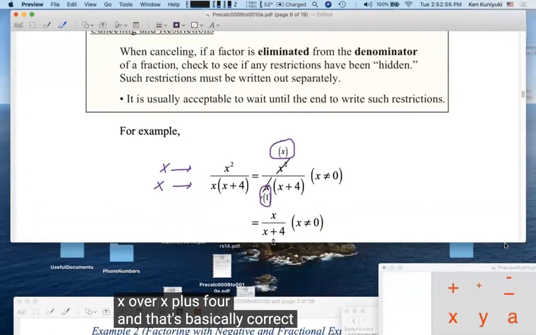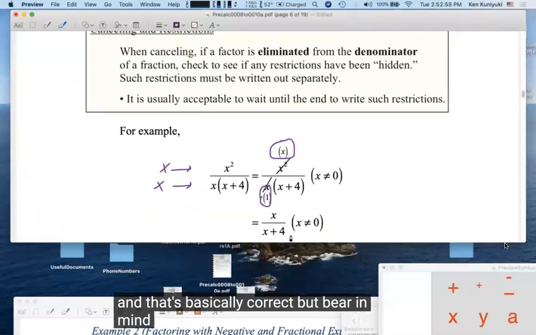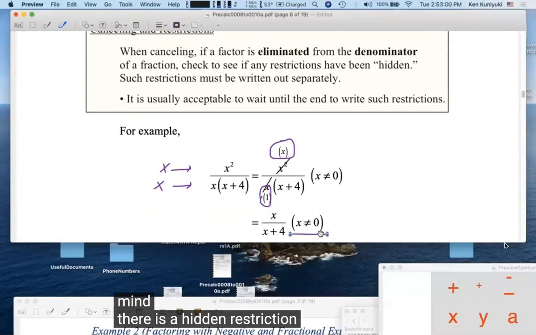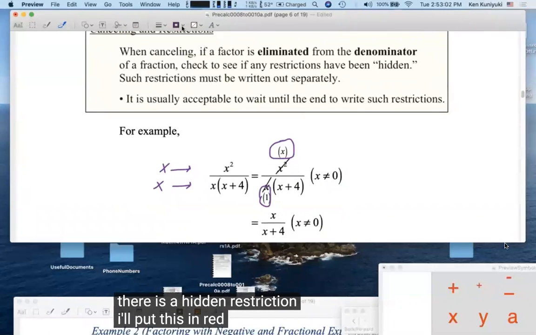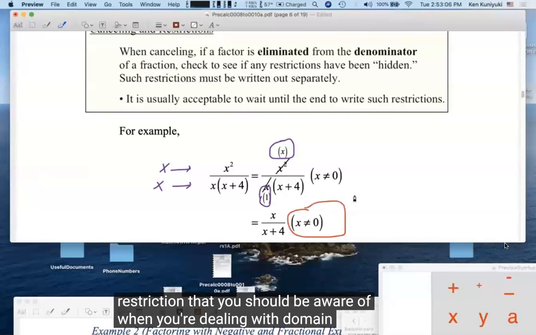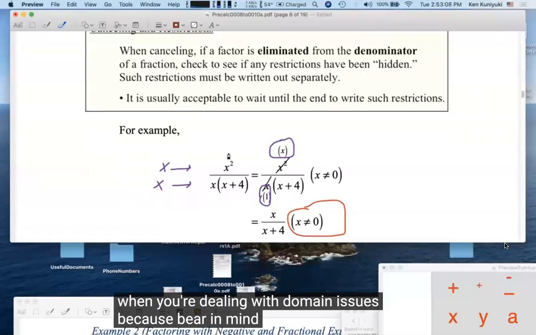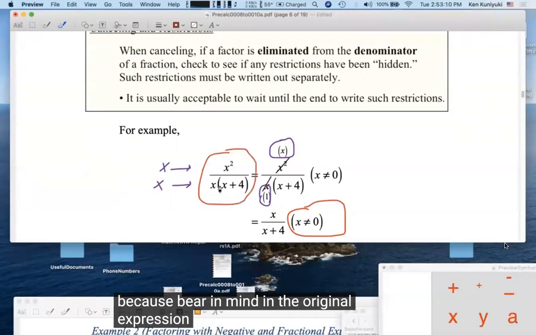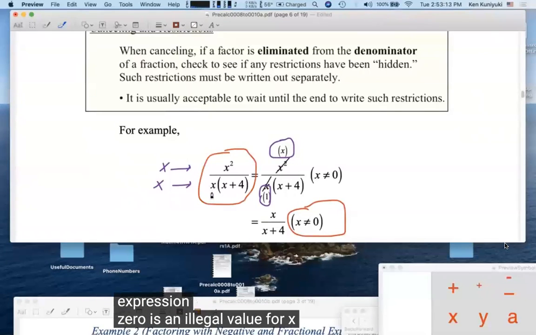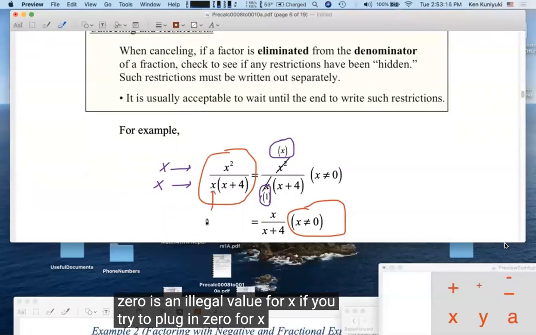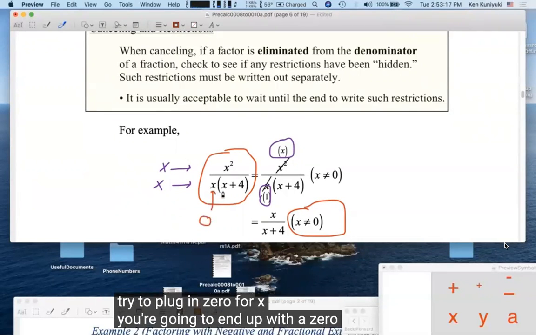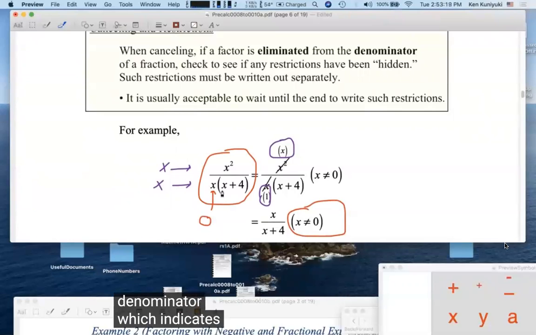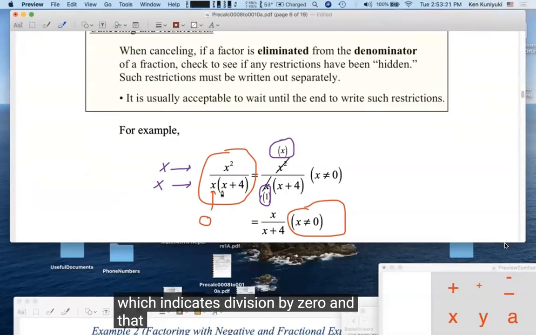And that's basically correct, but bear in mind, there is a hidden restriction. I'll put this in red. There is a hidden restriction that you should be aware of when you're dealing with domain issues. Because bear in mind, in the original expression, 0 is an illegal value for x. If you try to plug in 0 for x, you're going to end up with a 0 denominator, which indicates division by 0, and that is illegal.